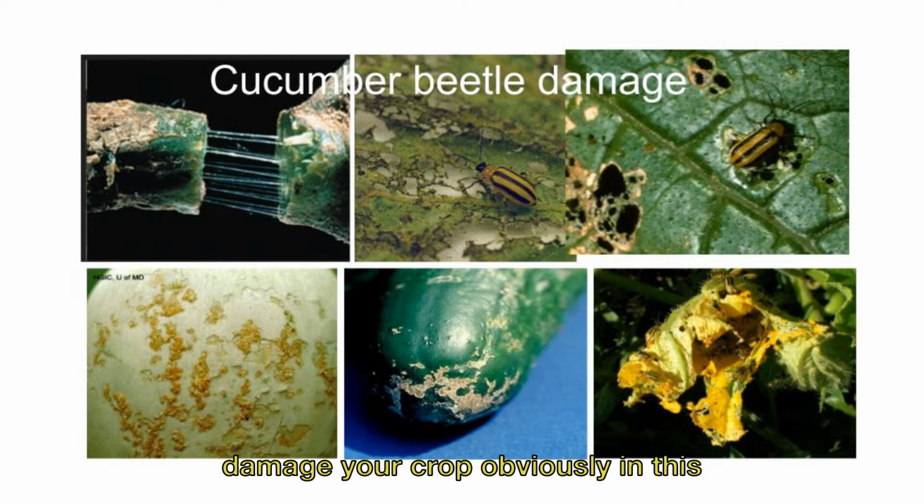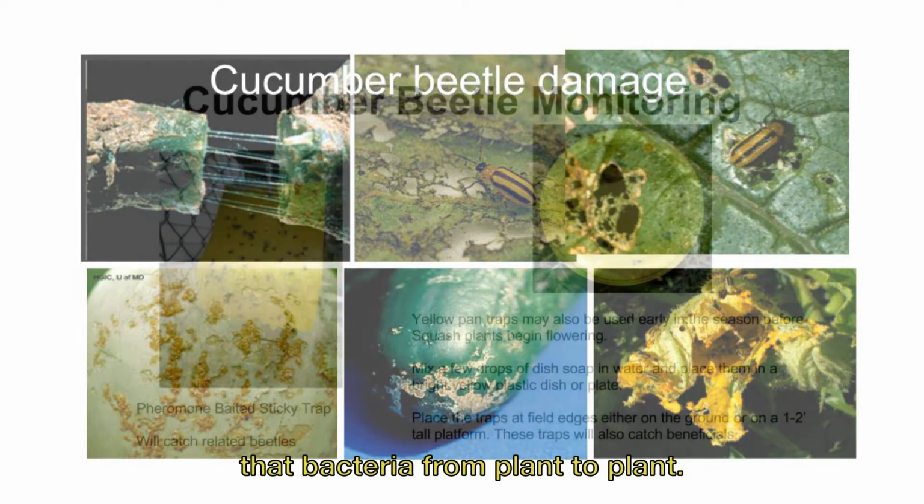The other way they can damage your crop, obviously, and this is more late in the season with the generation that emerges in the summer, is they will feed directly on the squash, and they leave this sort of rasping type damage. But probably the most significant form of damage that cucumber beetle can cause is they are vectors of bacterial wilt of cucurbits. So if they feed on an infected plant, the bacteria will take up residence in the salivary glands of the insect, and then it will actually move that bacteria from plant to plant.